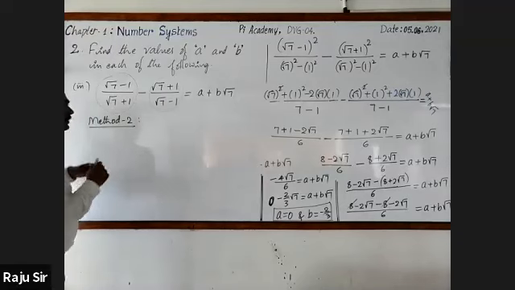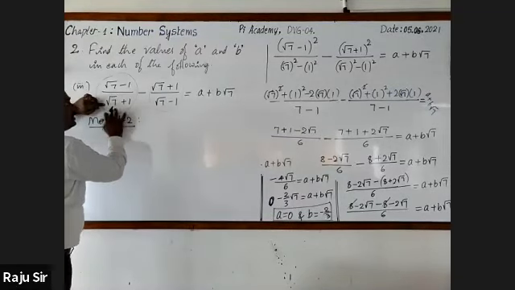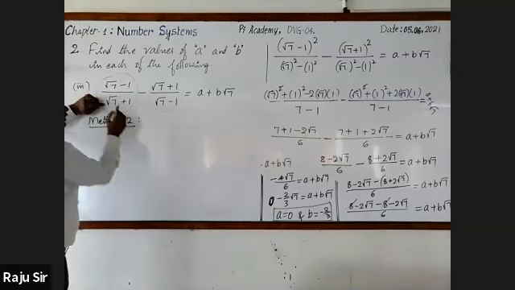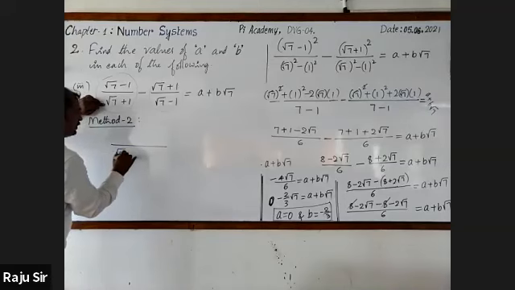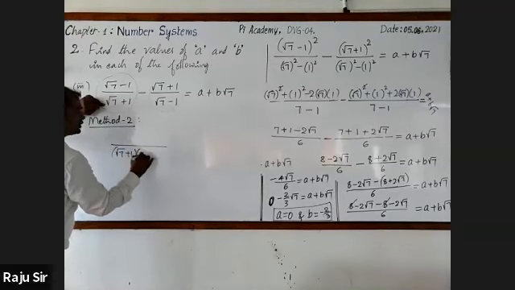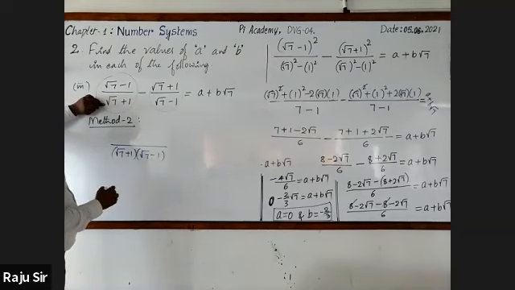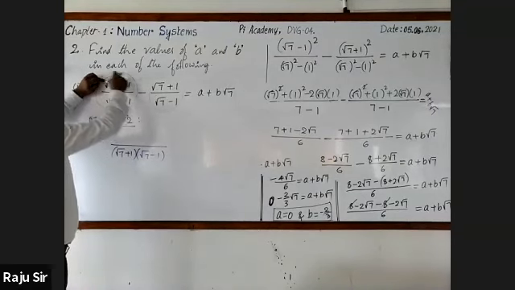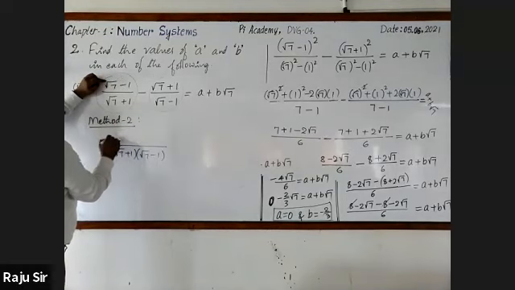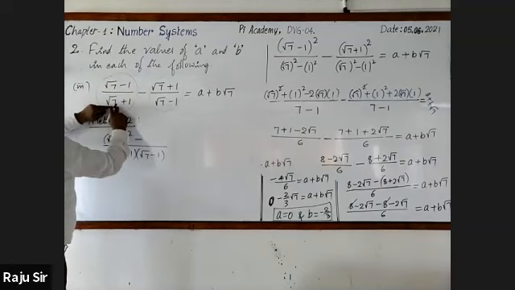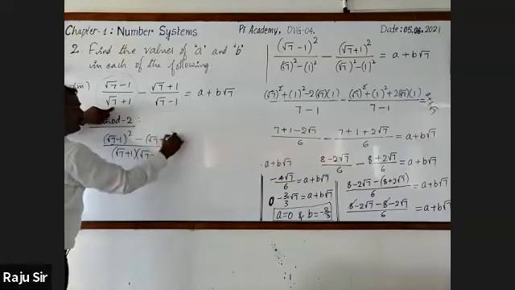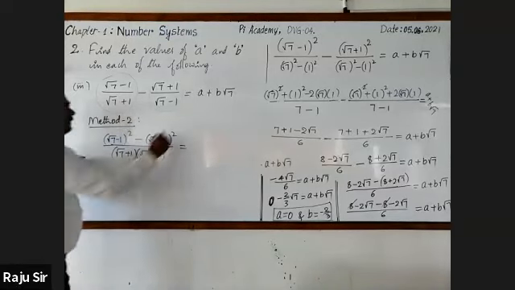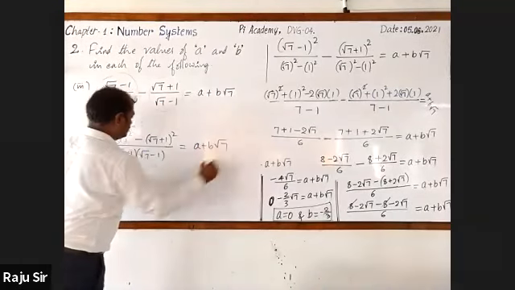What I do is directly go for taking the LCM and simplify. The LCM of the denominators is root 7 plus 1 into root 7 minus 1. Then cross multiply: root 7 minus 1 whole square minus root 7 plus 1 whole square. This is equal to A plus B root 7.